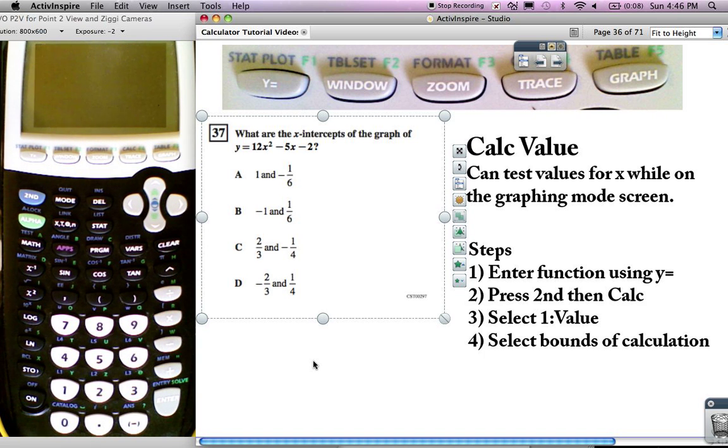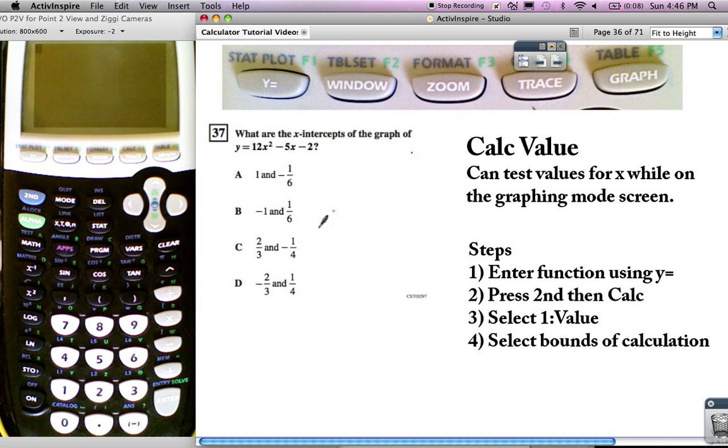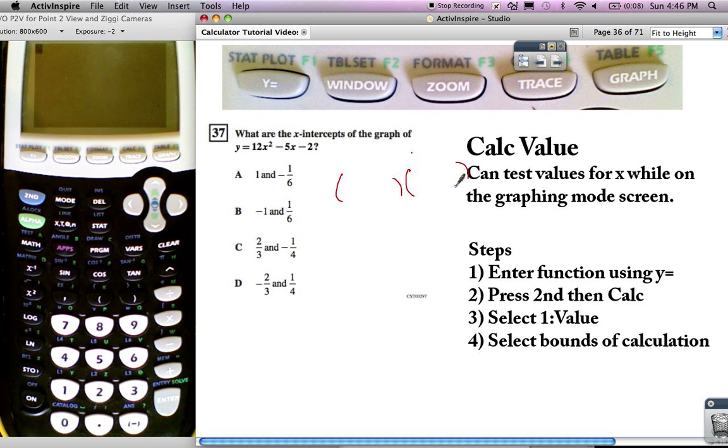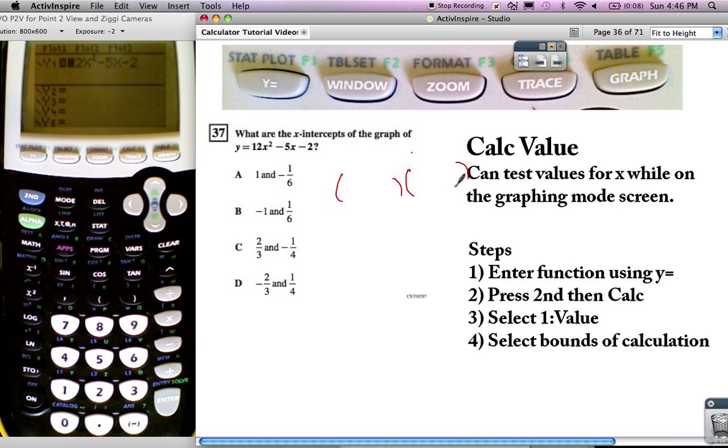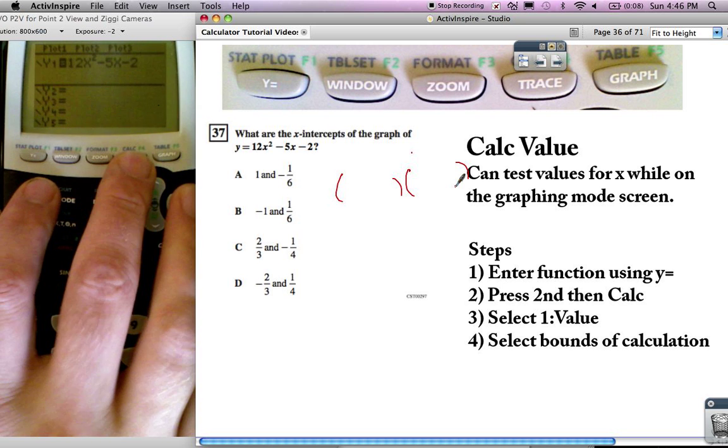Now, what they're asking you to do is to factor this out, find all of the factors, set them equal to 0, and solve. You can do that. You could also use the store function or the test function, which we've talked about. I'm going to actually type this into y equals. I already did that. Alright, and then I'm going to use a little known feature called the calc.